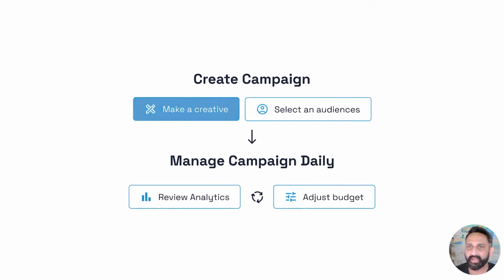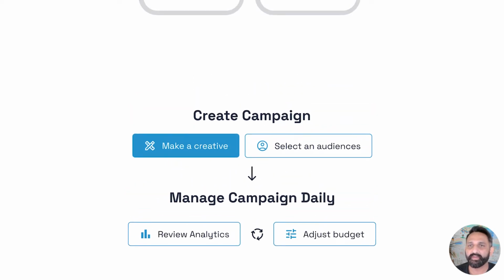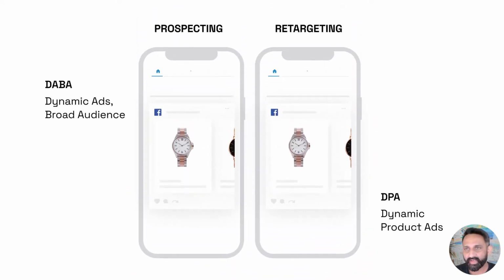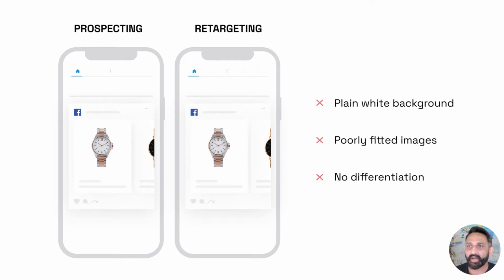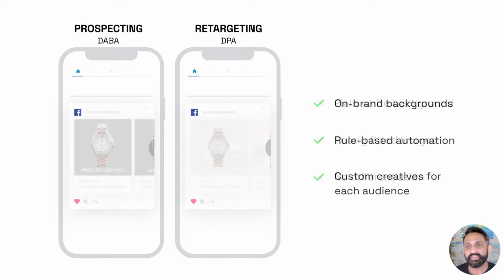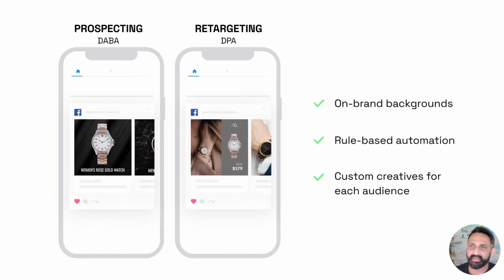Let's start with the creative, specifically your product feed. Your product feed or catalog is becoming more and more important as a creative, both at the top of the funnel with DABA ads and at the bottom of the funnel for retargeting with dynamic product ads. Socioh's USP is the branded catalog.